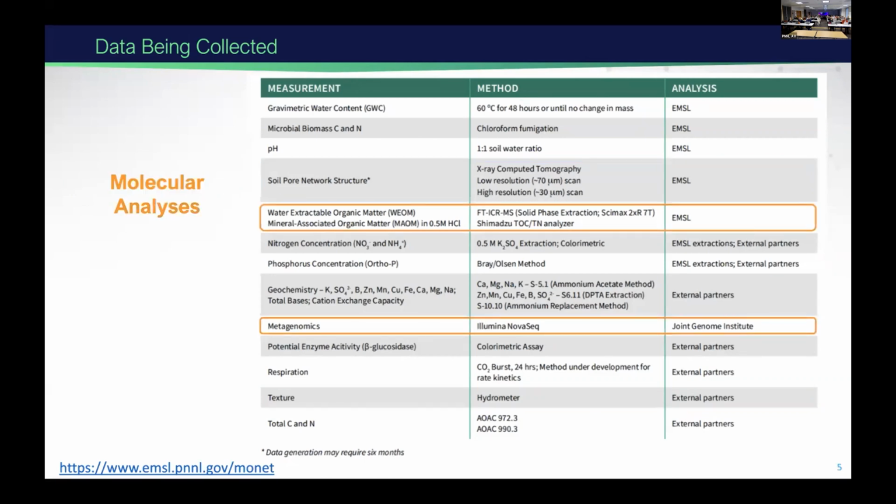The third one is the molecular analysis. Here we have FT-ICR, high resolution mass spec, to measure the water extractable organic matter that represents the labile carbon pool. We also use FT-ICR to measure the molecular composition of the mineral associated organic matter pool that represents the stable carbon pool in soil. In partnership with JGI, we have metagenomic sequencing done in this database that provides you the microbial community composition as well as the structure.